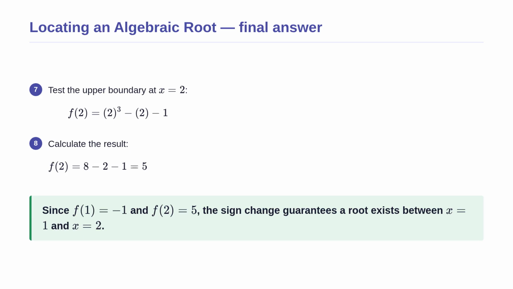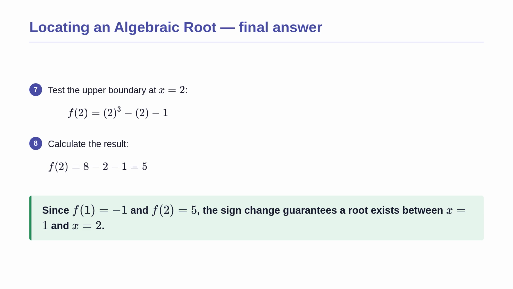Finally, we test the upper boundary of our interval, which is x equals 2. Just like before, we substitute 2 into the function to see where it is located at the end of our interval. After calculating, we find that f of 2 equals 5. The crucial detail is that this is a positive value.